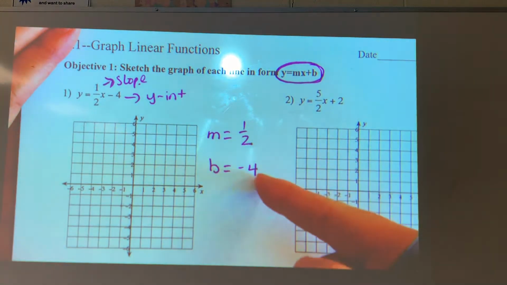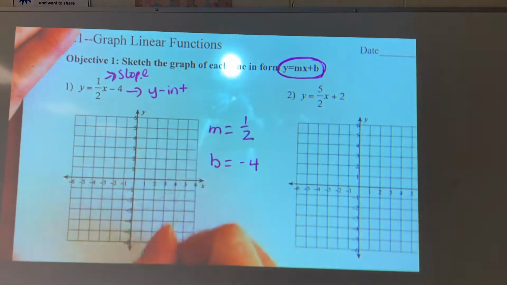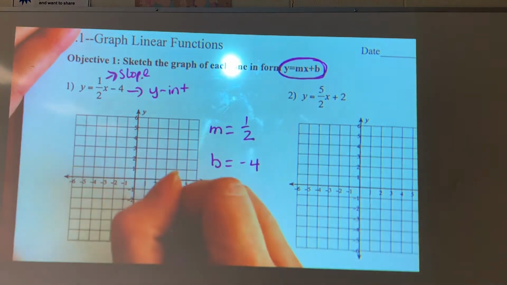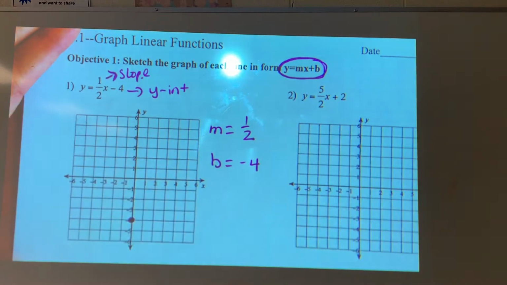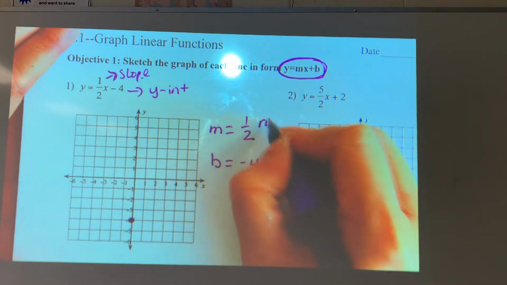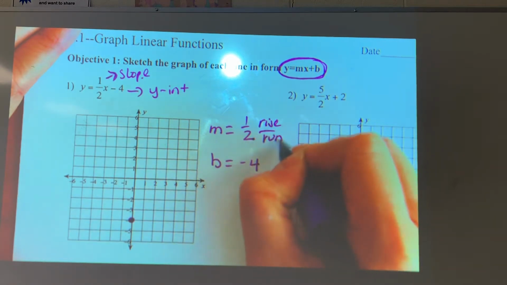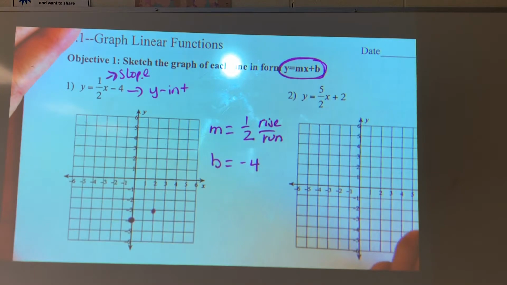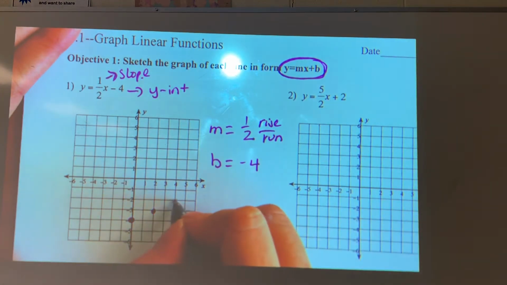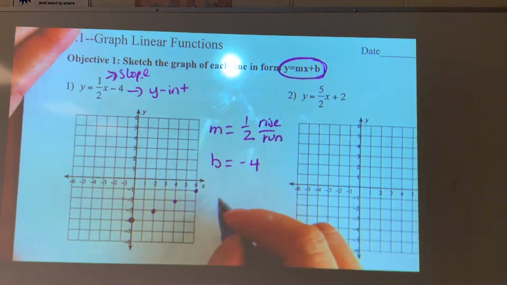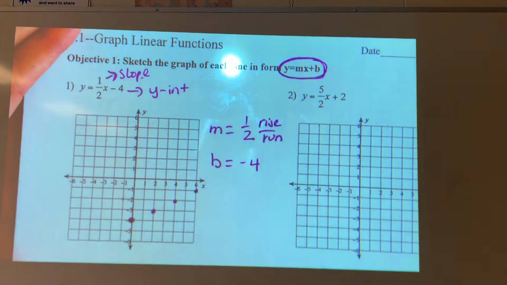We're going to start with the y-intercept, meaning the point on the y-axis at -4. Okay, the slope is 1/2, so rise over run, up 1 and over 2. I'm going to plot a few more points just so that I have a straight line. If you want to do this, another way you can think of the slope.